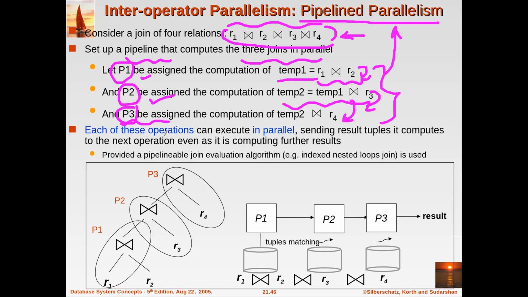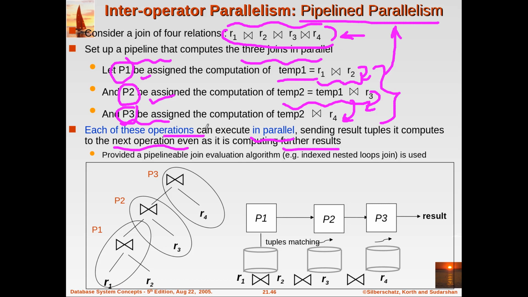Now each of these operations can execute in parallel. Sending result tuples, it computes to the next operation even as it is computing further results. So each processor will be active at any time, and intermediate results are forwarded to the next processors. So the entire task will be completed in less time by implementing this pipelined parallelism mechanism.